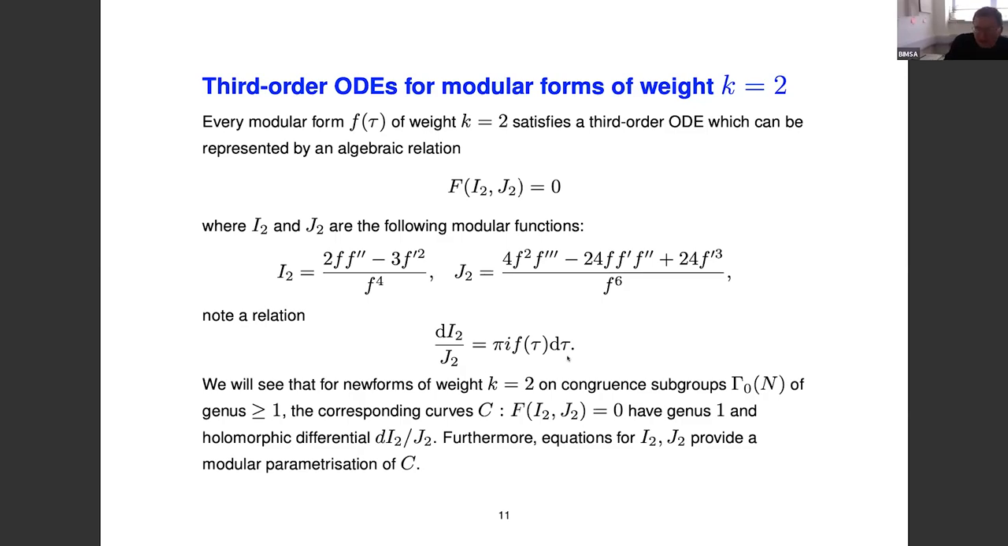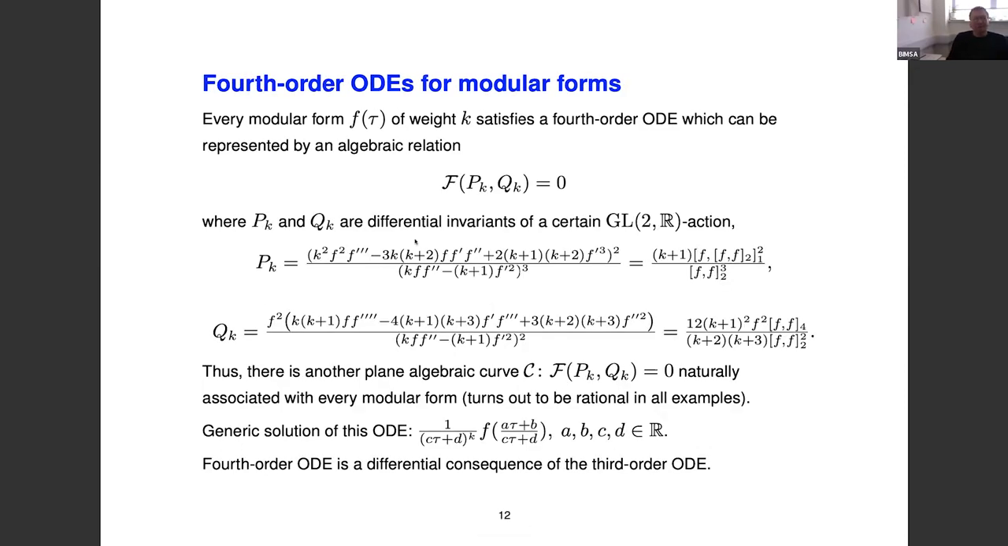Okay, now let me say a few words about fourth order differential equations for modular forms. It's very similar. Every modular form of weight k satisfies a fourth order ordinary differential equation, which is expressed in this form, where pk and qk are GL2(R) invariants. And they're shown here. This is pk, it's third order. You see f triple prime appears here, right? It's a third order differential invariant. And this qk is a fourth order differential invariant. You see we have a fourth order derivative here.